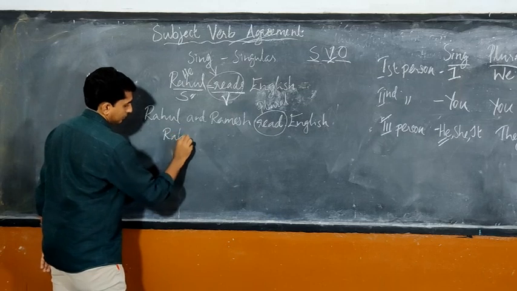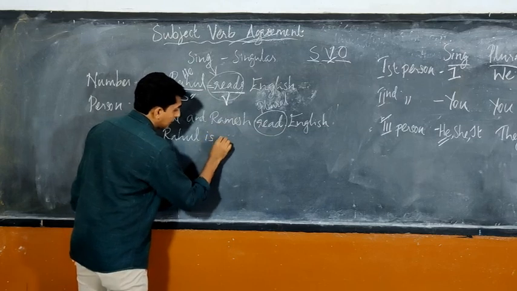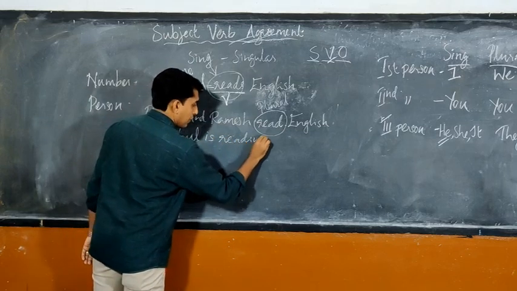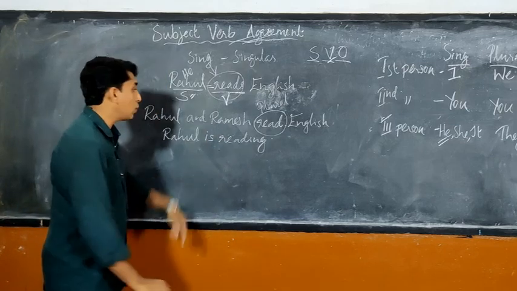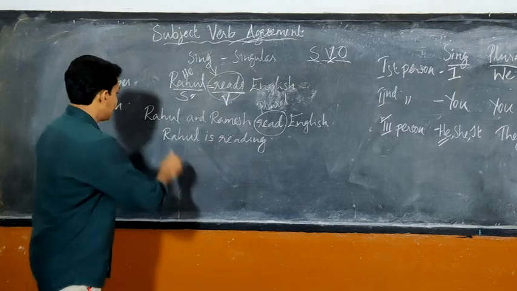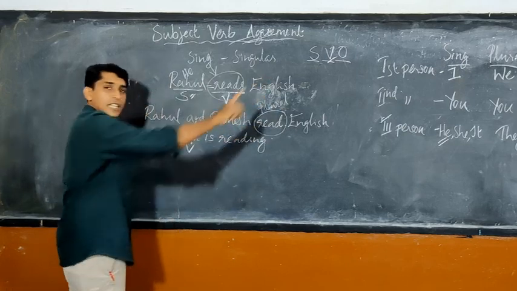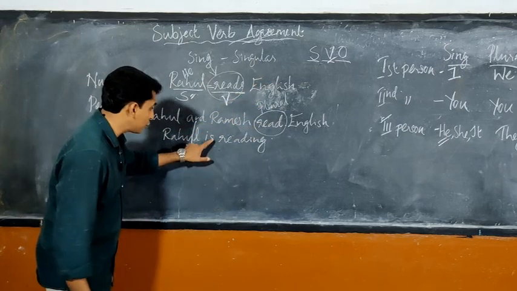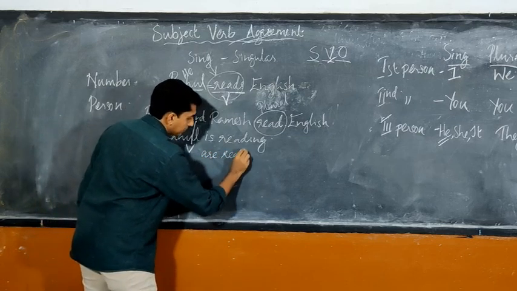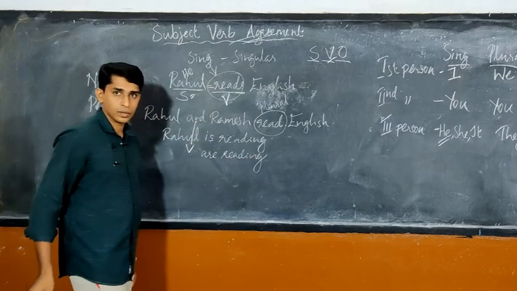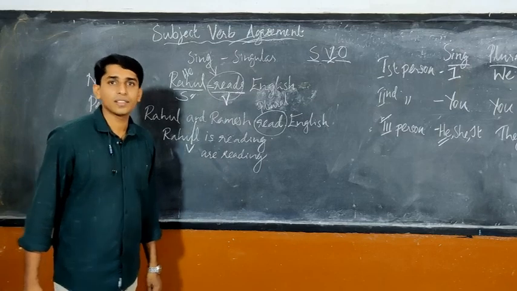Rahul. If we are going to continuous tense, what will happen? Is reading. I don't write English now. Rahul is reading. If it is Rahul and Ramesh, what will you write? Can you say Rahul and Ramesh is reading? As it is plural, we have to use the plural form of the verb, then it will become are reading. Do you get me? Rahul is reading. Rahul and Ramesh are reading.